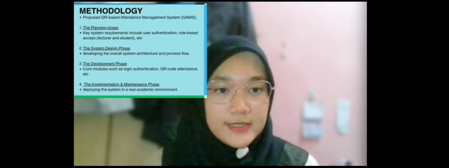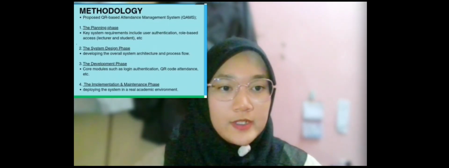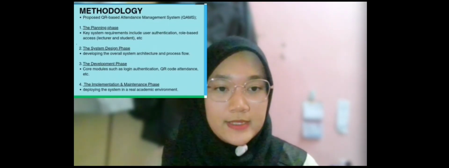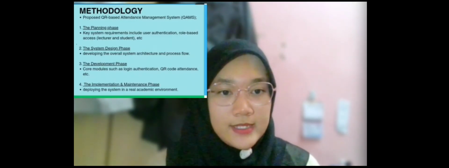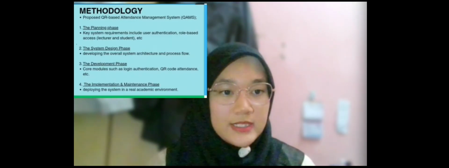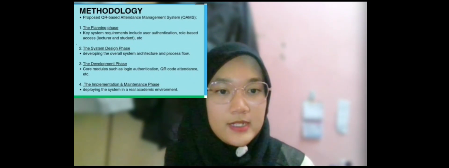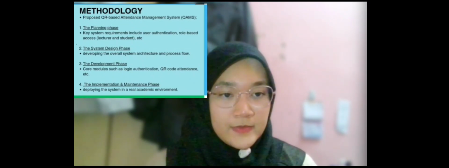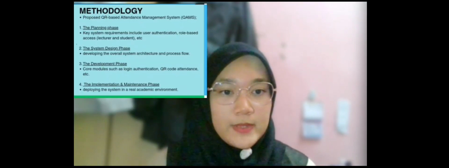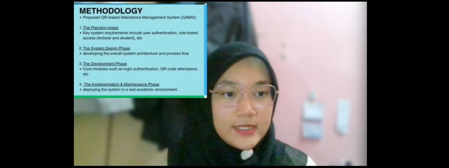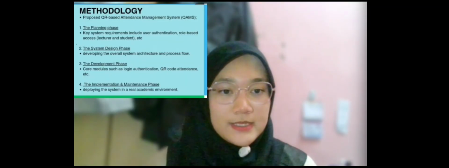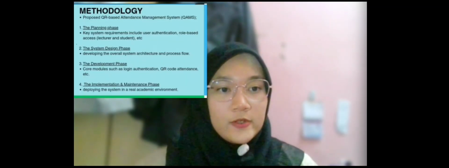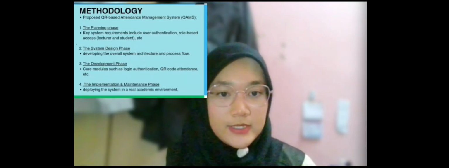This section explains the step-by-step process involved in implementing the proposed QR-based attendance management system, that is QAMS. The implementation begins with the planning phase, where user requirements are identified by considering the needs of both lecturers and students. Key system requirements include user authentication, role-based access, QR code generation, QR scanning for attendance recording, and secure data storage.